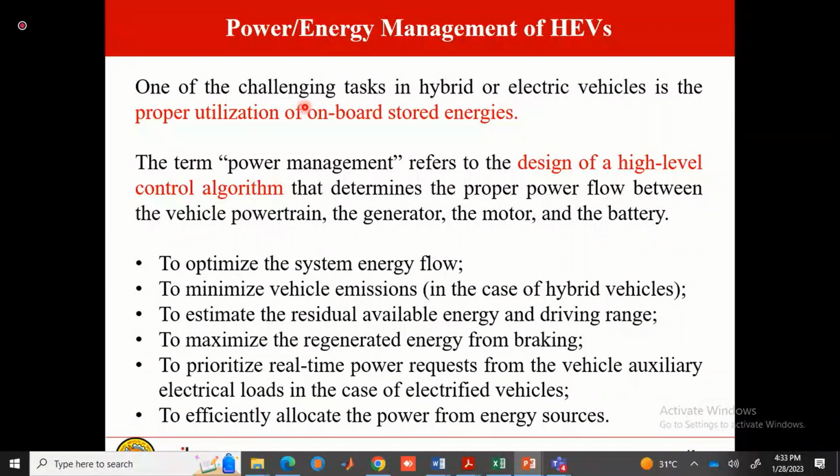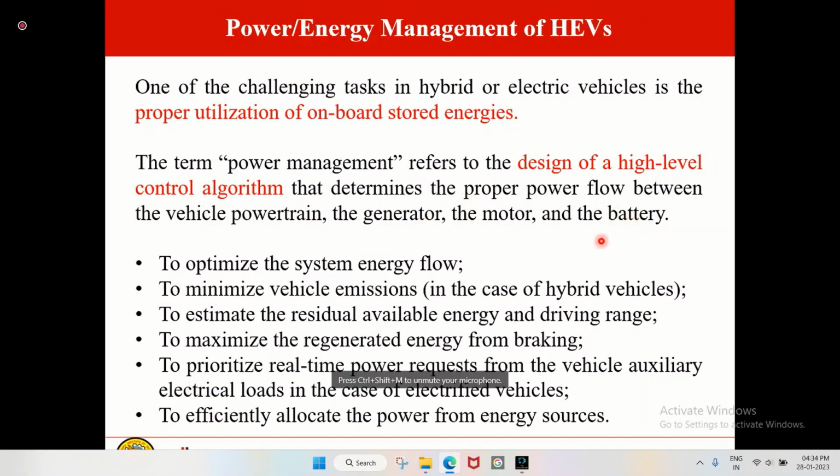But then the issue here is we want to properly utilize the onboard stored energies. What we mean by that is there is a generator, there is a battery, there is an electric motor, and there is an engine, right? And then there is regenerative braking. So power or energy is flowing across. What I want to do is design a high level control algorithm that ensures proper power flow between the vehicle powertrain, the generator, the motor, and the battery.